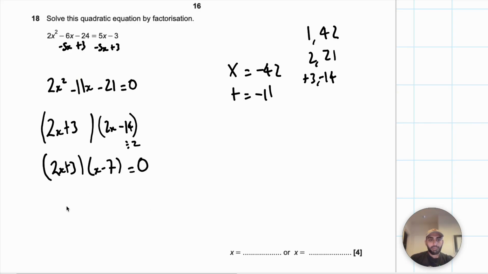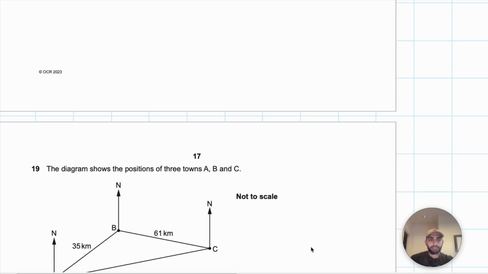I need to solve it. I make this part equal to 0, and I make this part equal to 0. I've got 2x plus 3 equal to 0 and x minus 7 equal to 0. So here x is equal to negative 3 over 2 and x is equal to 7. So negative 3 over 2 or 7.